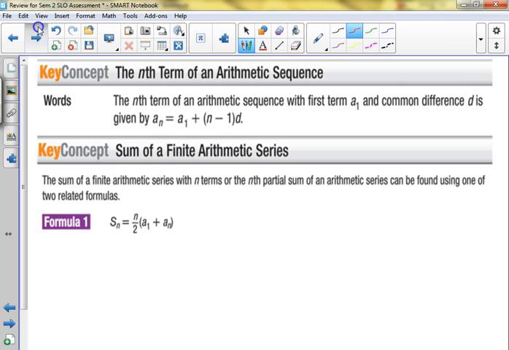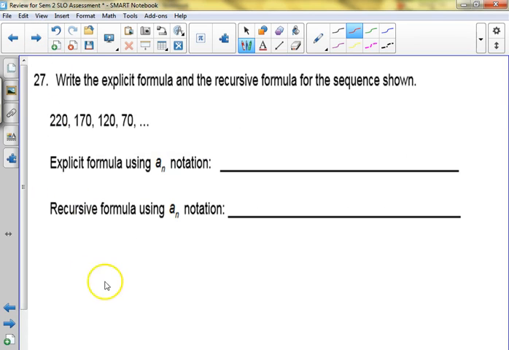Last part of the SLO is sequences. All right. Oh, great. Because this went so well last week. Some of you did great. Explicit and recursive. You have to know the vocabulary, right? Explicit has what in it? Okay. It has the first term, but it has an n in it. Recursive doesn't have an n in it other than as a subscript. It's got an a sub n minus 1.